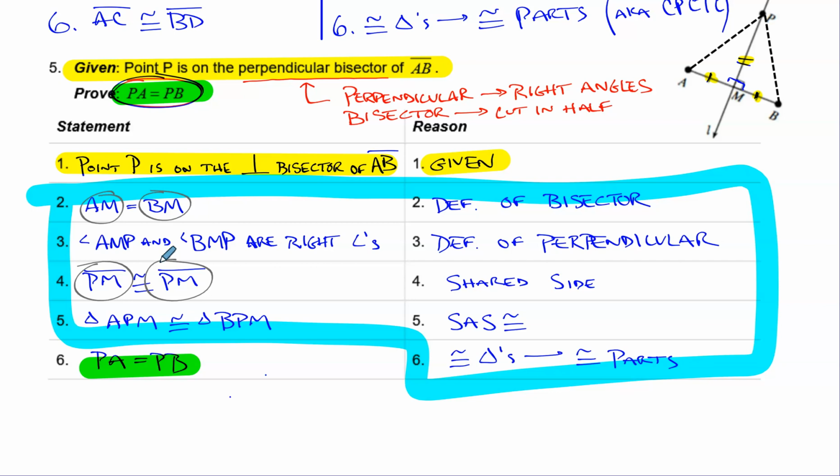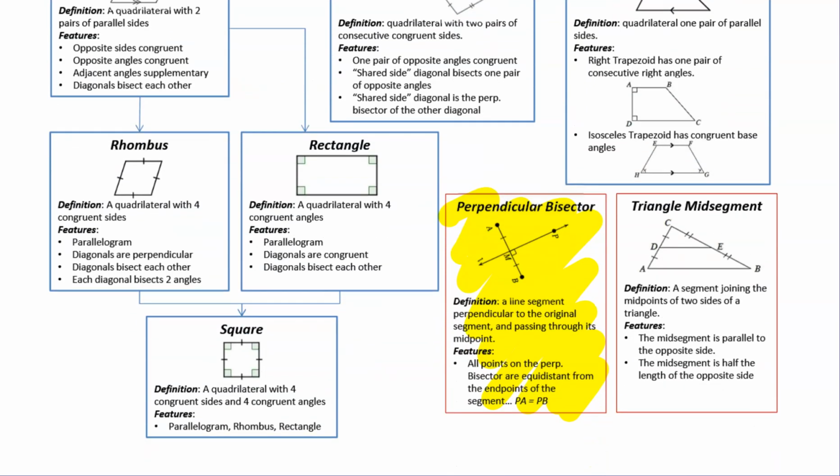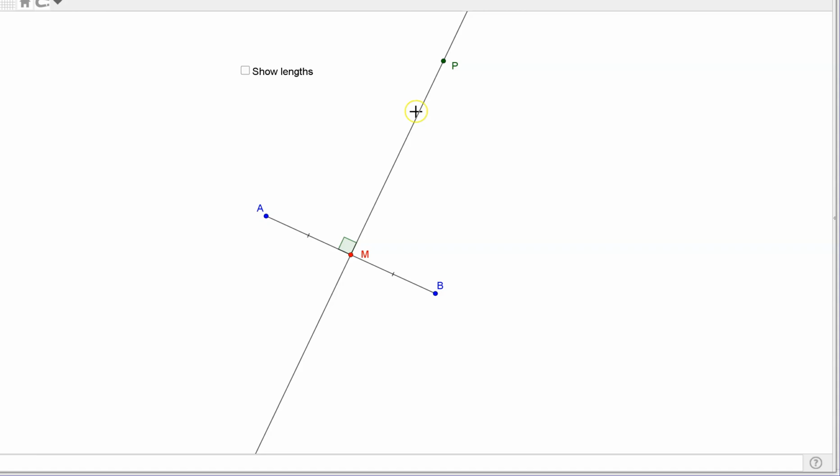Okay, last thing I want to do is show you this new feature that we just learned about. I want to show you this in motion. So yeah, we've got it on the org chart here. We got the definition of a perpendicular bisector, and we now know that feature, that all points on the perpendicular bisector are equidistant from the endpoints of the segment. So I showed you that in a proof. Now let me show you what that looks like dynamically.